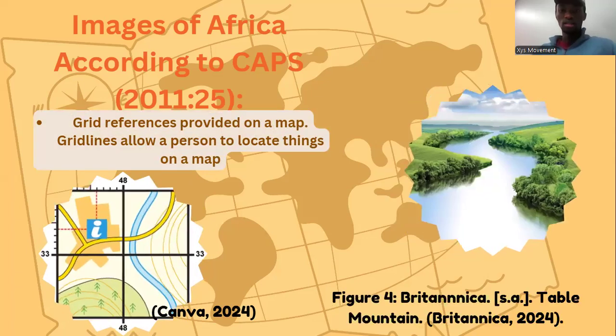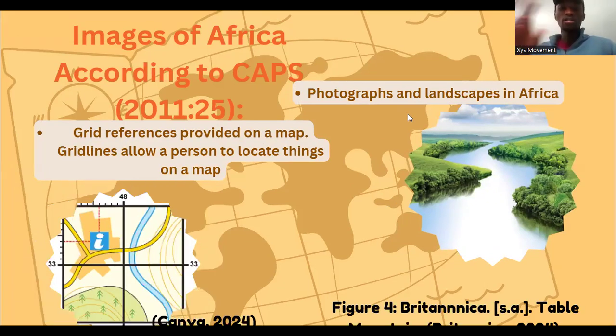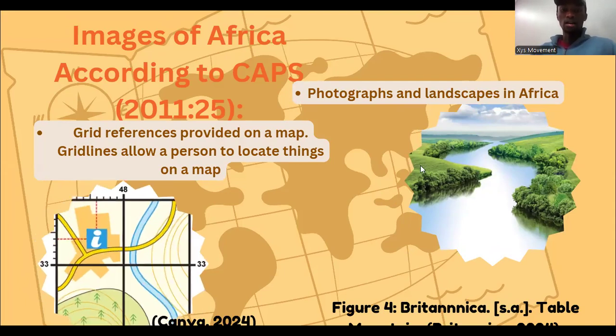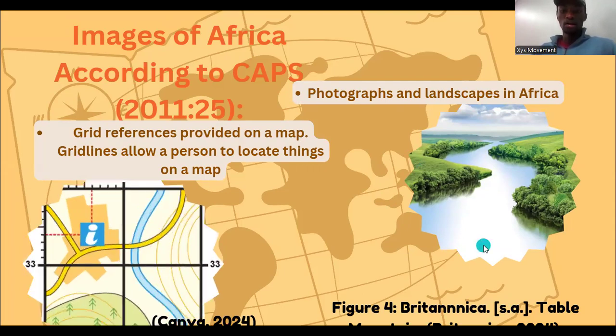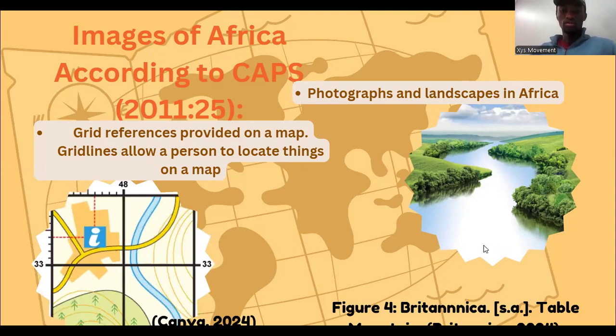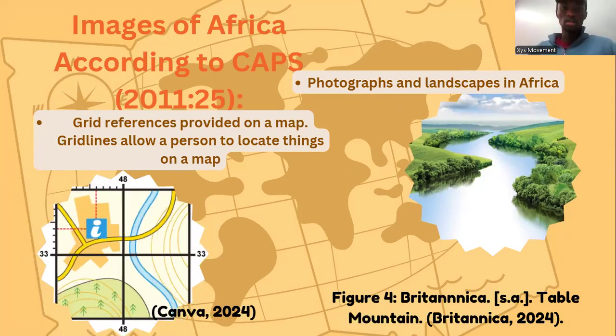Another thing that we look at is photographs and landscapes in Africa. You will see photographs and landscapes in Africa, like the famous cities and famous landmarks. You will see things like Lake Victoria, and famous places like Table Mountain and all of that. So all of these things are what we look at when it comes to map skills according to the CAPS document.